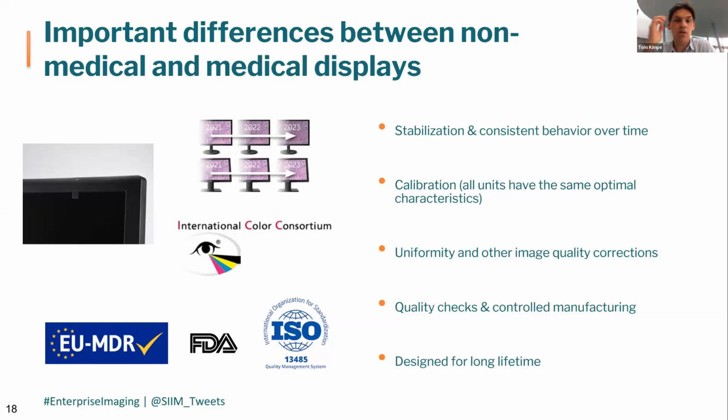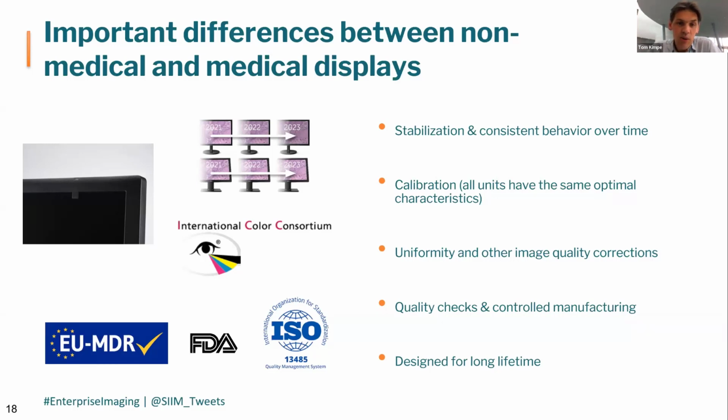Then we have the third one, uniformity and image quality corrections. So medical displays really are full of image processing algorithms. They do not just show the pixels as they are in the image, but they process the images. They do all kinds of corrections, and my colleague Brian will explain more in the second part of the webinar, to make sure that the image quality is improved and is optimal.